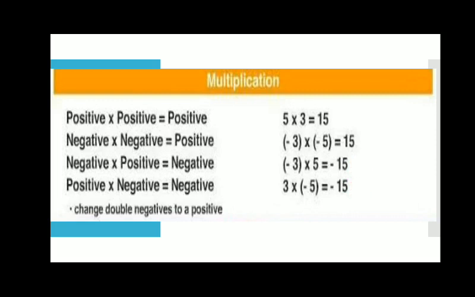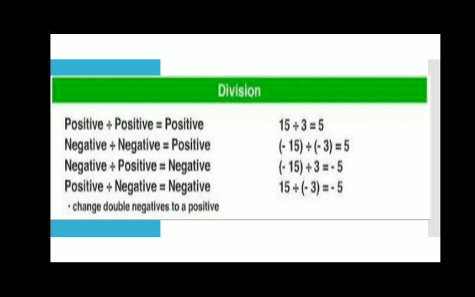And the same rule applies for division also. 15 divided by 3 gives you 5. Minus 15 divided by minus 3 gives you 5. Minus 15 divided by 3 gives you minus 5. 15 divided by minus 3 gives you minus 5. Hope you have understood, children.